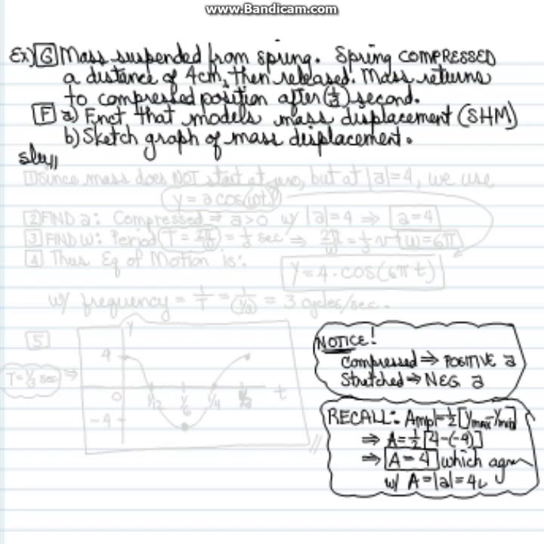Find part A, the function that models the mass displacement, simple harmonic motion, because we don't have any damping here. Part B, sketch the graph of the mass displacement. Now, I want you to notice that when we begin in a compressed position, the A value is going to be positive. When we begin in a stretched position, the A value would be negative. Otherwise, I would have to tell you if we started at 0 whether you assume it's positive or negative. So we know we're starting in a compressed position, so we know that the A value is going to be positive for this one.